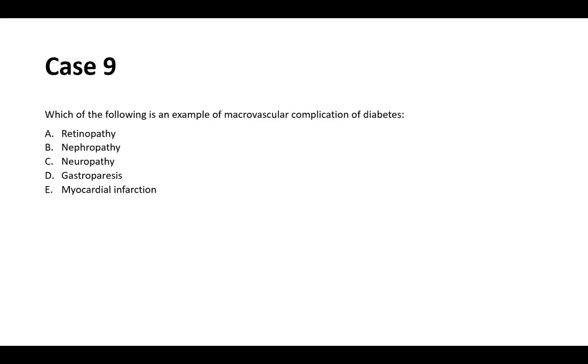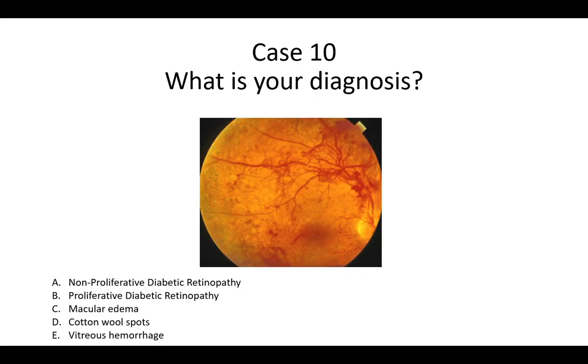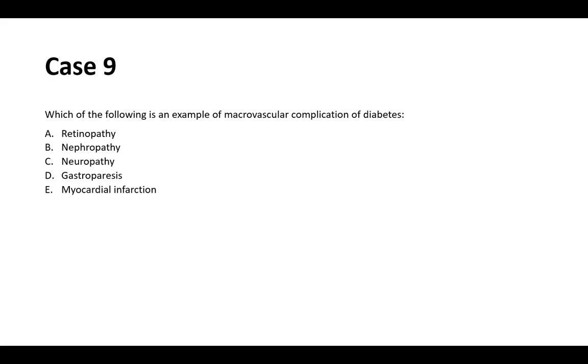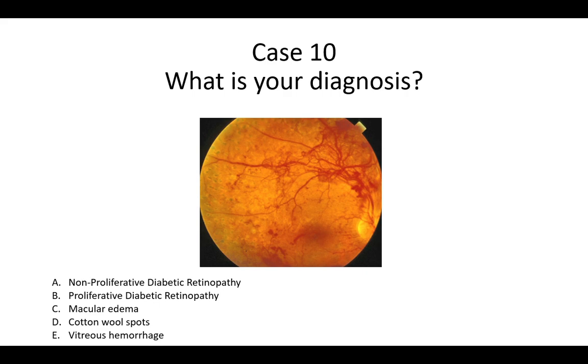Okay, which of the following is an example of a macrovascular complication of diabetes? Macro? E, right? The first one is micro. Autonomic. The last one is macro. You'll see this in the exam, I guarantee. And this one? Yes, an easy one, right?